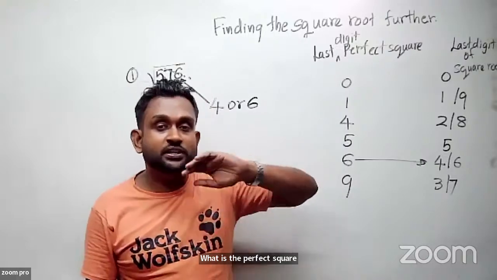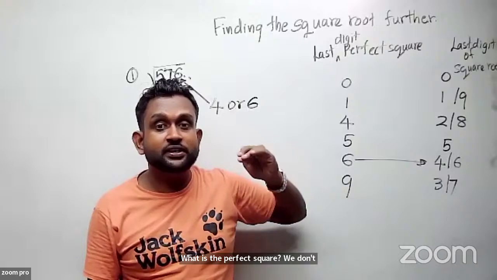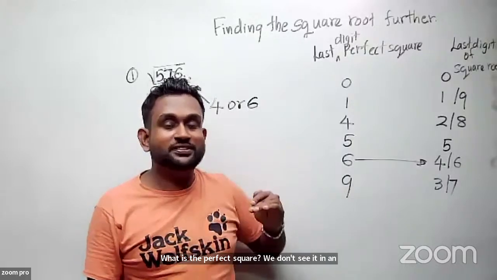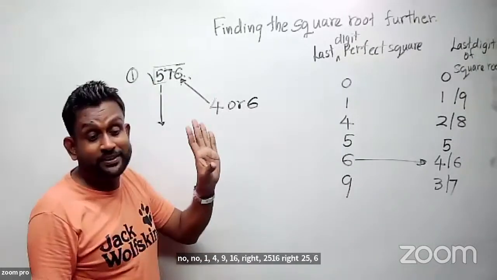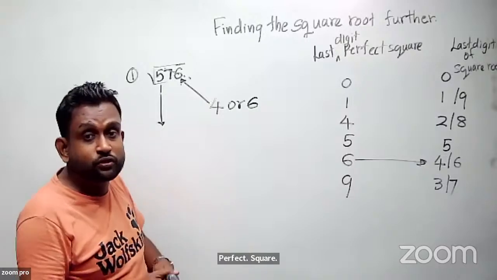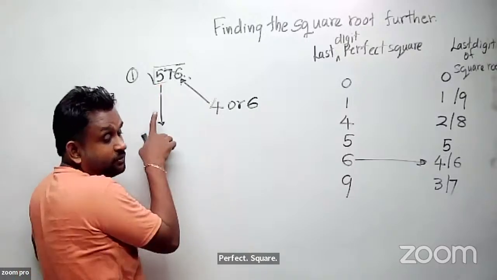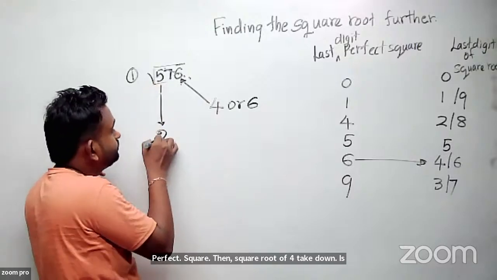We get the perfect squares: 1, 4, 9, 16, right? 25, 36, 49, likewise. So 5 is near to the perfect square 4. Then take the square root of 4. What is the square root of 4? 5 is near to 4, the lesser value is 4. The square root of 4 is 2.